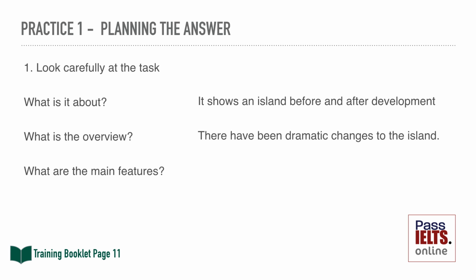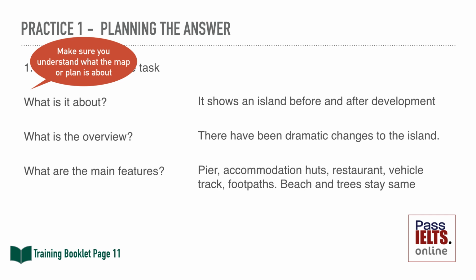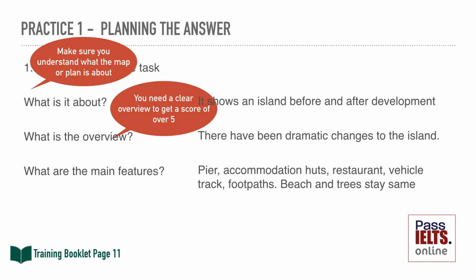And the main features you can include are pier, accommodation, huts, restaurant, vehicle track, footpaths, and the fact that the beach and the trees stay the same. So in summary, make sure you understand what the map or the plan is about. You need a clear overview to get a score of over 5.